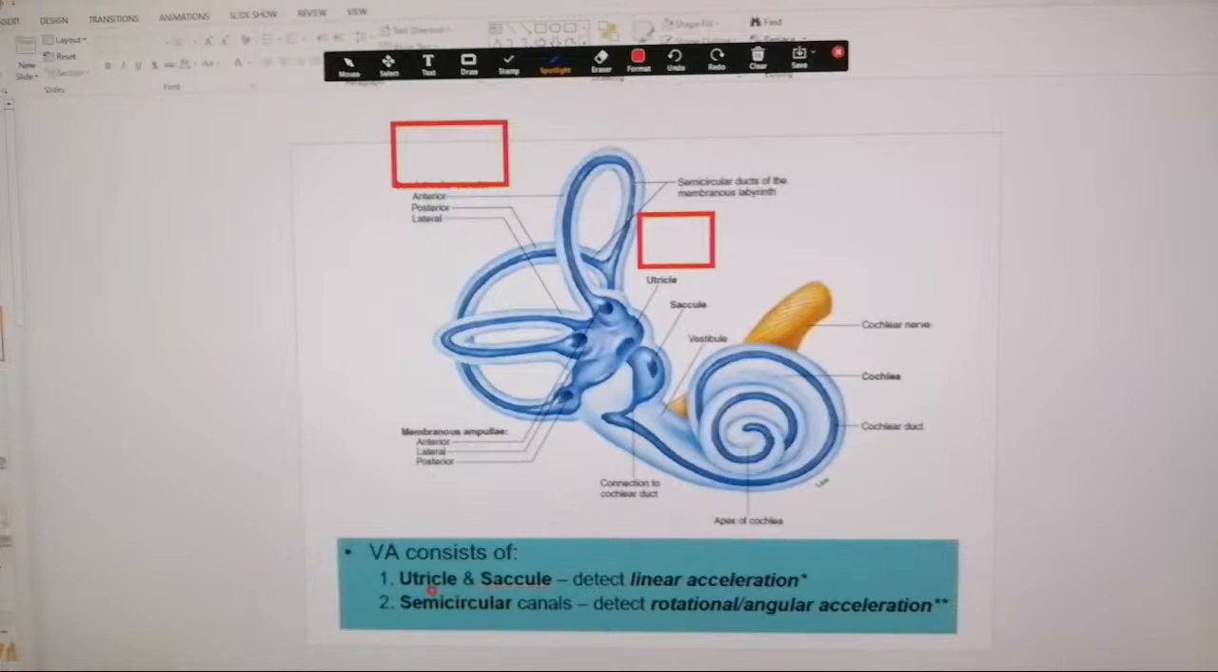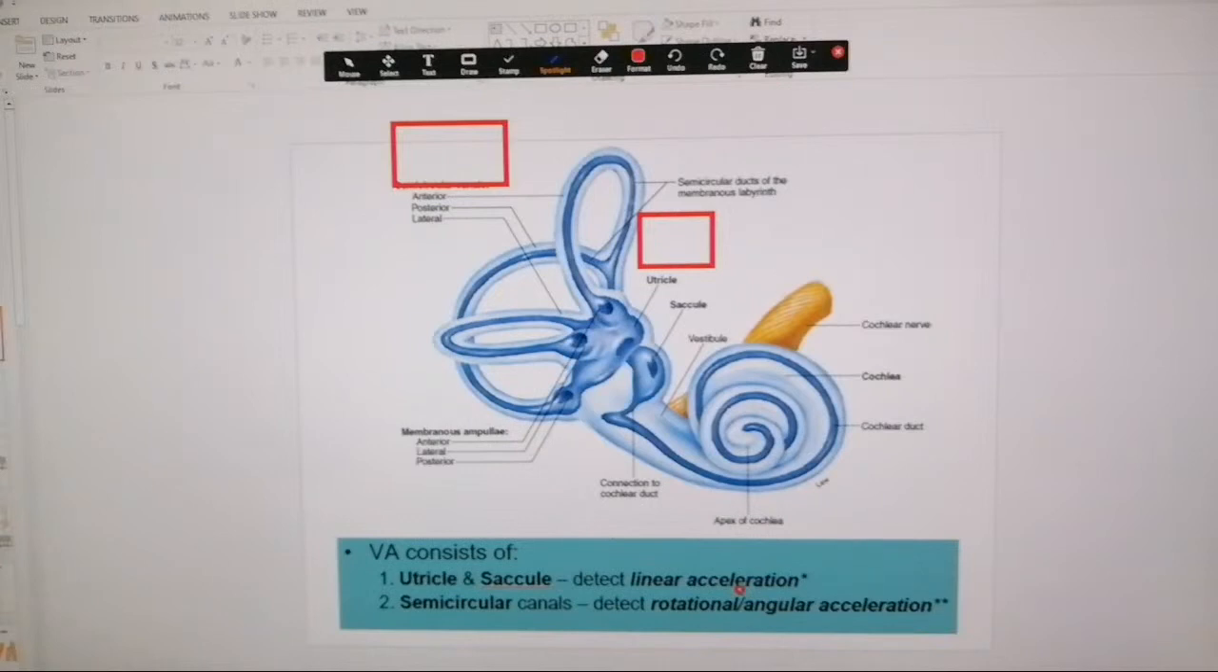The otolith organs, i.e. the utricle and the saccule, detect linear acceleration, while the semicircular canals detect rotational or angular acceleration. Now, why didn't we mention speed here? Why have we mentioned acceleration? It is because of a very clear-cut reason. By acceleration, we mean the rate of change in velocity, isn't it?